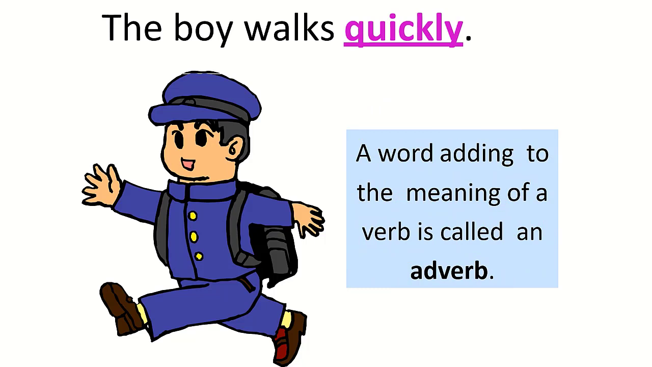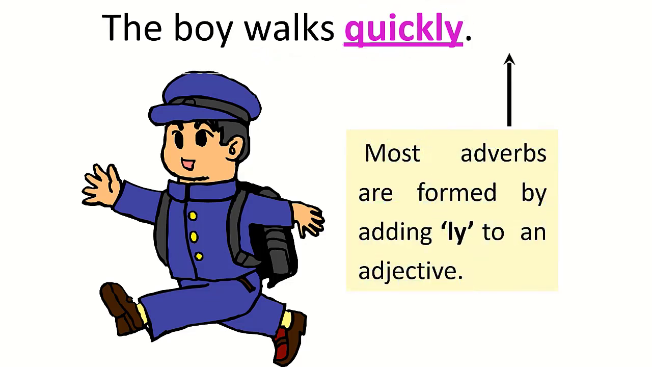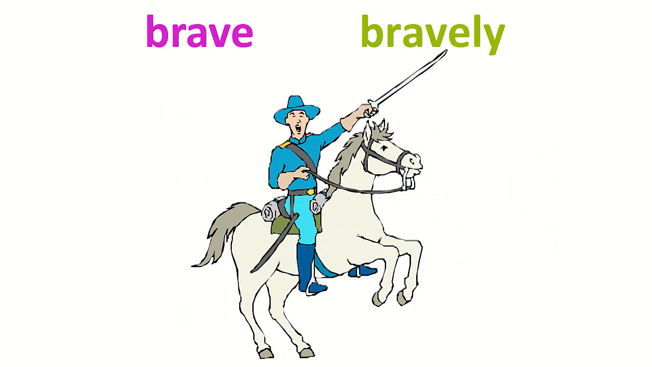A word adding to the meaning of a verb is called an adverb. Now, what is the job of the adverb here? It adds to the meaning of the verb. It makes it clear. And most adverbs are formed by adding ly to an adjective, as I have just told you. So here I have made a list of some very common adverbs. This man is brave, so he is fighting bravely.